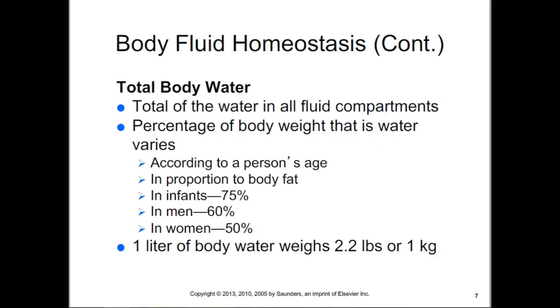Total body water is the total amount of water in all of our compartments. The percentage of body water varies according to a person's age and the proportion of body fat, in infants, in men and in women. A liter of body water weighs about 2.2 pounds, or about 1 kilogram.